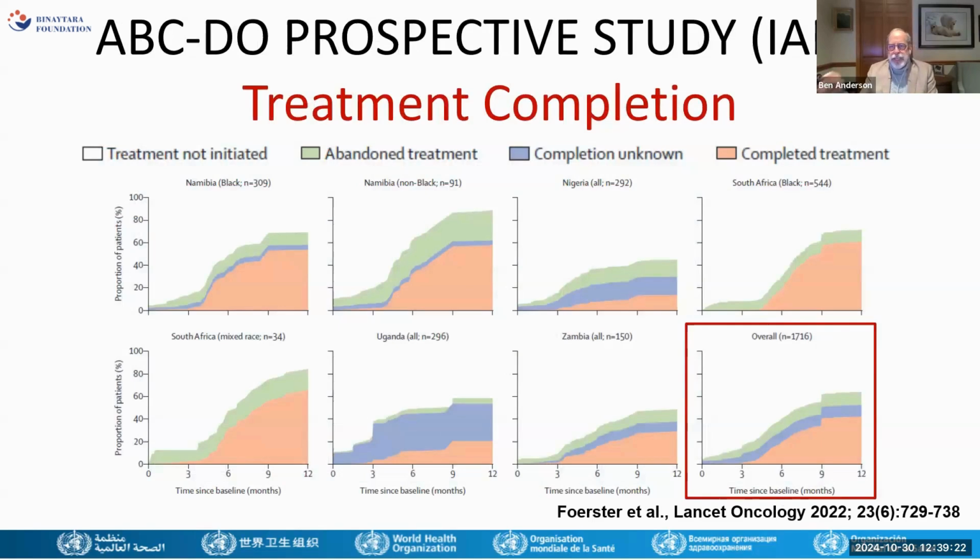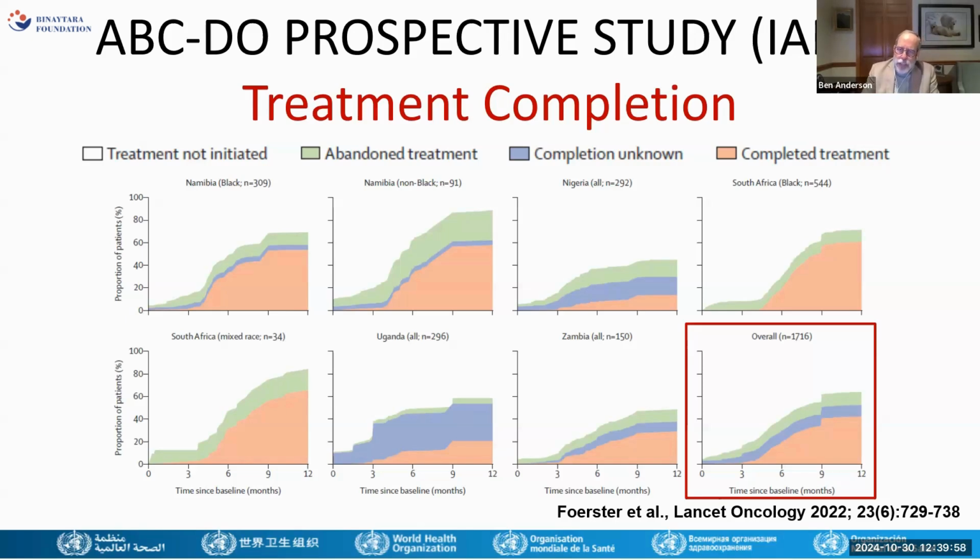The ABC-DO study in sub-Saharan Africa, the African Breast Cancer Disparities and Outcomes Study, was a cohort study done in 5 sub-Saharan African countries, where women were first identified as having cancers. They were interviewed by a nurse, and they were followed over time. And one of the things that we found from the ABC-DO study was, gosh, the countries in sub-Saharan Africa are not all the same. In fact, they're different even within countries like Namibia. And it makes a difference where you are. Sub-Saharan Africa is not one big country. It is much more heterogeneous.